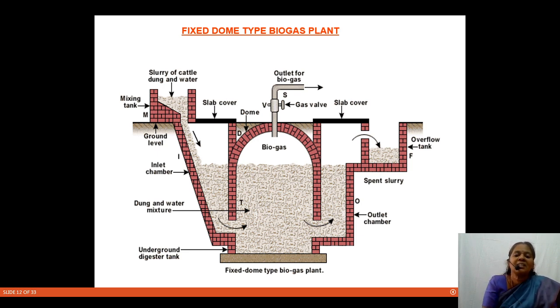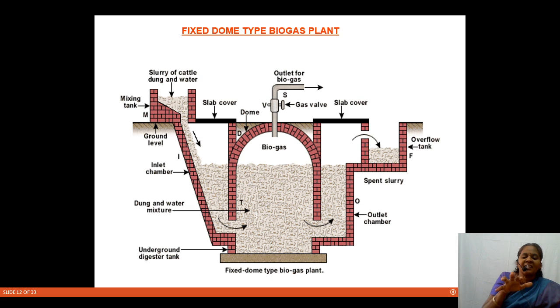So this is a fixed dome type biogas plant. Afterwards there are some modifications, such as the floating dome. This one is fixed; it is constructed with the help of bricks and cement. We cannot change any size. Sometimes biogas is produced more, but the available space is not there. So for that we use a floating dome, which means the dome can move.